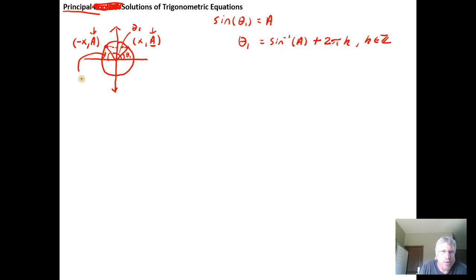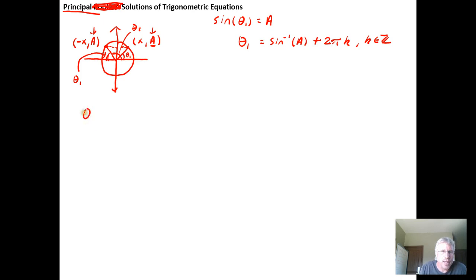The measure of that reference angle is going to correspond to the measure of this angle in quadrant 1. It's also going to be theta 1. And so what we see from that is that the angles theta 2 plus theta 1 are adding up to a straight angle, or 180 degrees, or pi radians.